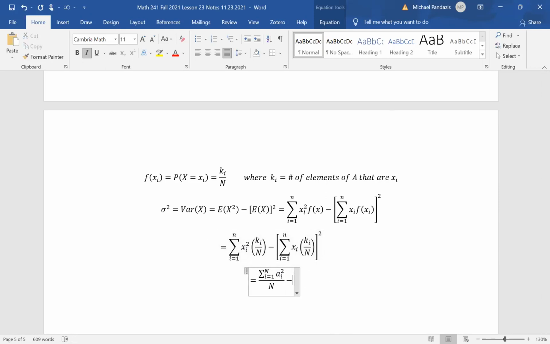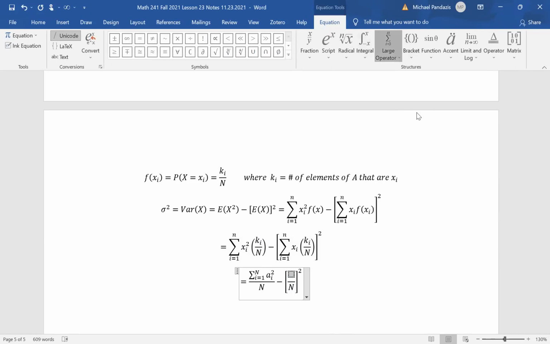And so this is minus the square of the fraction, where the denominator is capital N, and the numerator is the sum from I equals 1 to n of a sub I. Because instead of taking each possible value and multiplying it by the number of times it appears and adding that, you can just add all the values in the set, even if they're repeated. So this is divided by capital N.